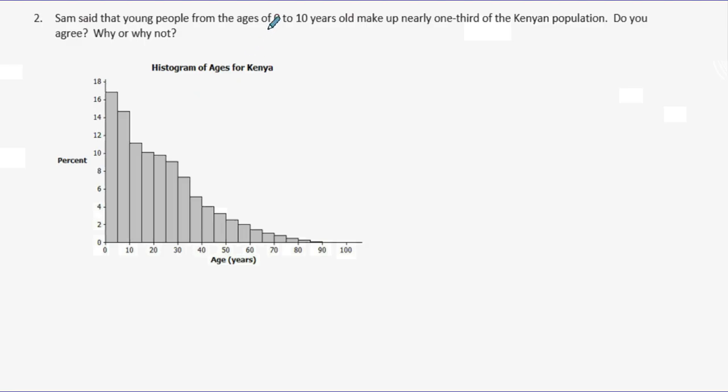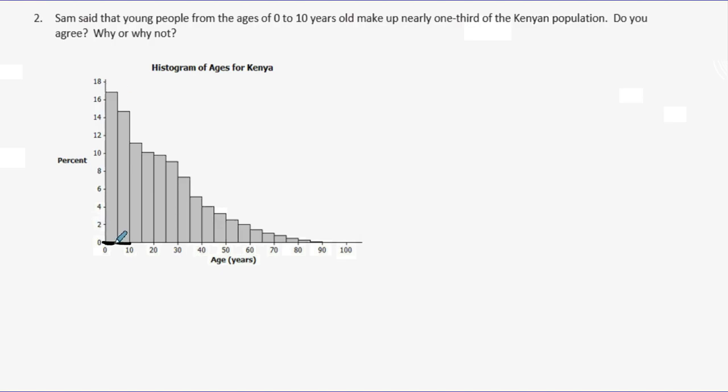So it says from the ages of 0 to 10 years old. So here's our ages, and we can see that the bins, the class widths, are 5 years of age. And we have the percentages of the population that fits in those items. For example, from here to here, that's ages 0 up to but not including 5. So we're going from 0 to 10, that's this first bin and the second bin. So we're focusing here, okay?